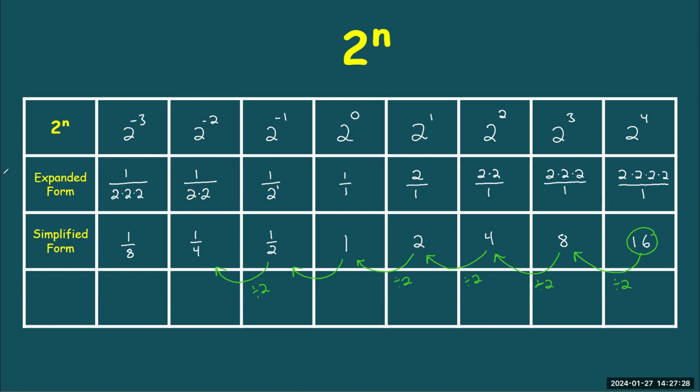Now, negative values are opposites. The opposite of 2 to the power of 2 is going to be 2 to the power of -2. The opposite of 4 over 1, or the reciprocal of that fraction, is going to be 1 over 4. We also see that right here. And we can look at that same example with 2 to the power of 3. The opposite of a +3 is going to be a -3. The reciprocal of 8 over 1 is going to be 1 over 8.